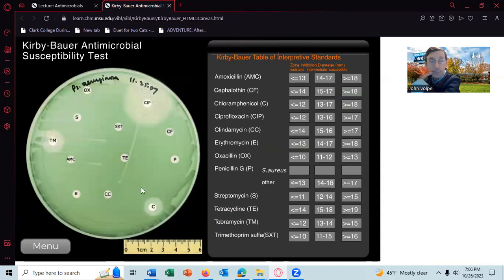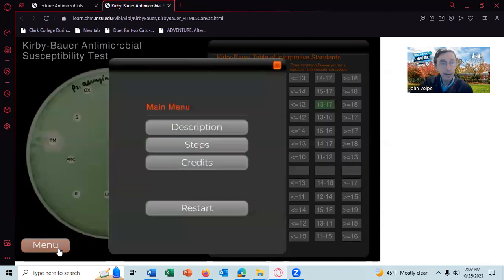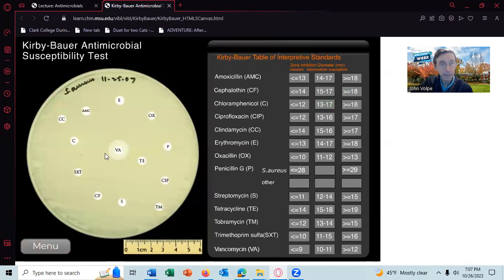It'll come to another plate. This one, we have a different bacteria, Pseudomonas aeruginosa, and you can see that for C, it's going to be different. Something like there, so about 19 for chloramphenicol. Oh, I wasn't reading that. That's actually 14. 19 is way up here. So 14 for C is there. And then you can do it again. You have to restart each time to get a different one.